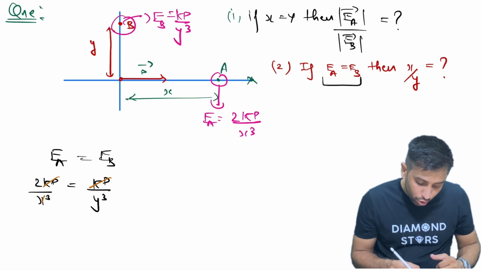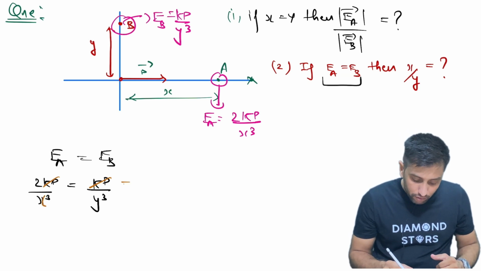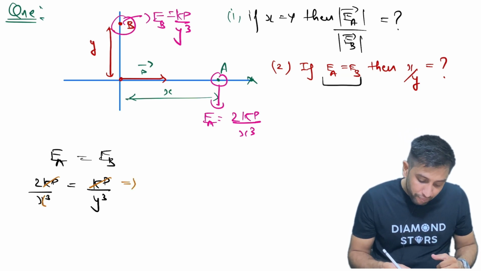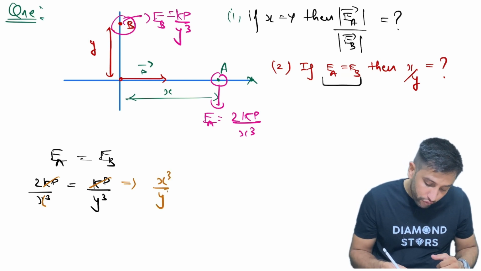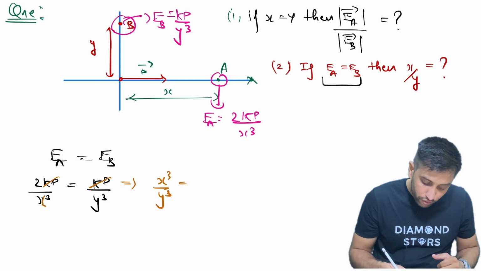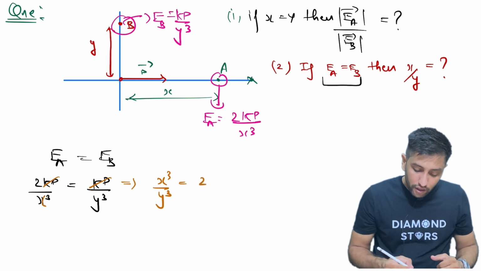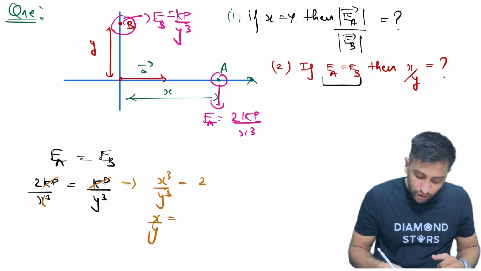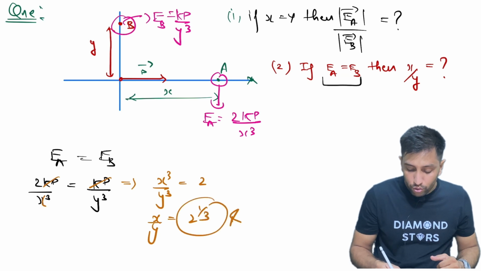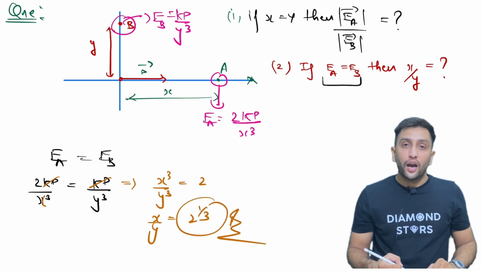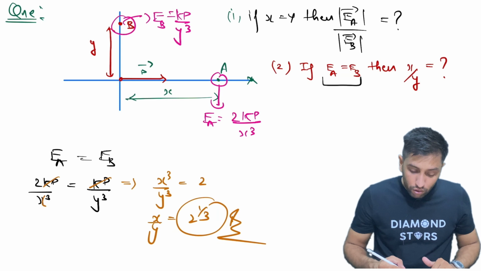So x cube by y cube is 2. Okay, so x by y will be 2 raised to power 1 by 3. So this is your answer. I think I'm clear to all of you.